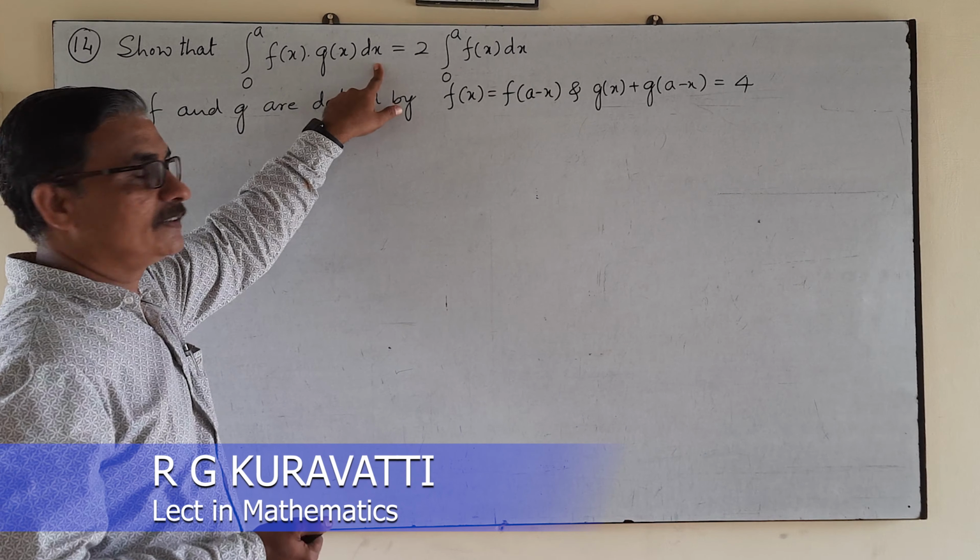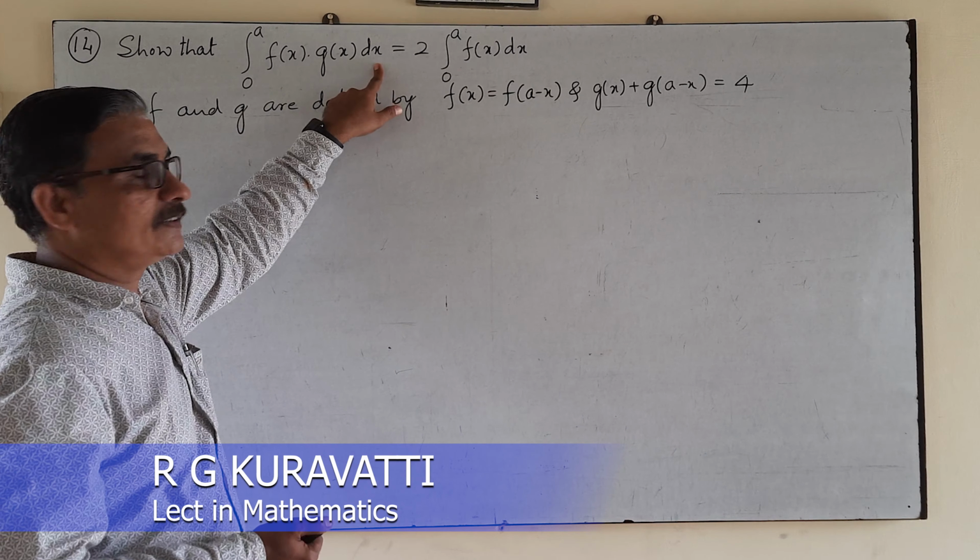We have to prove this result. What clue is given? If f and g are two functions defined by f of x is equal to f of a minus x, and g of x plus g of a minus x equal to 4, using these two conditions prove LHS equal to RHS. Look here. Now given f of x is equal to f of a minus x and g of x plus g of a minus x is equal to 4.